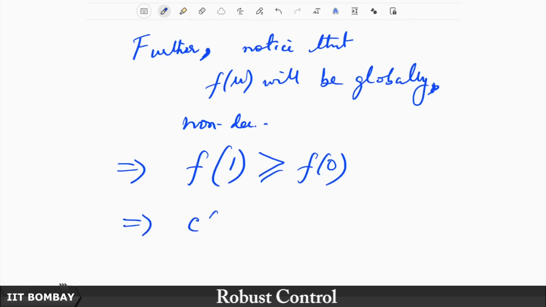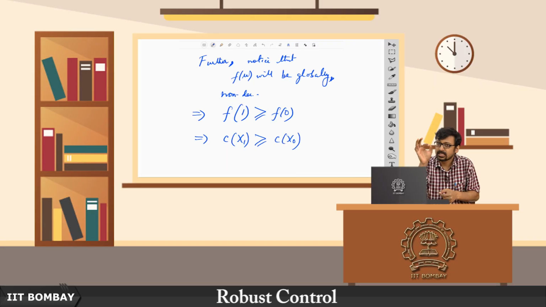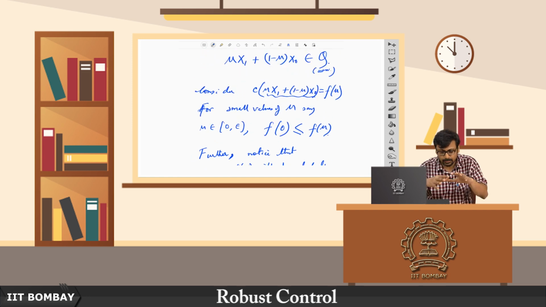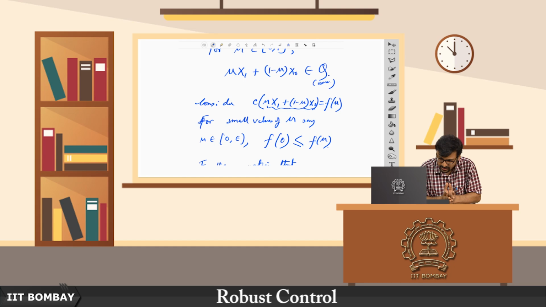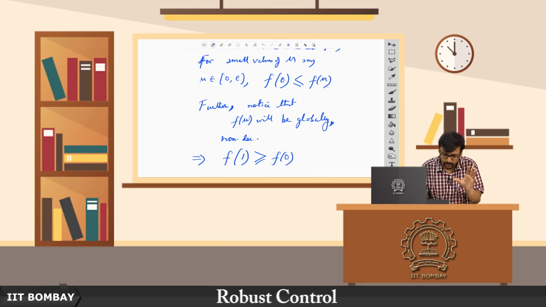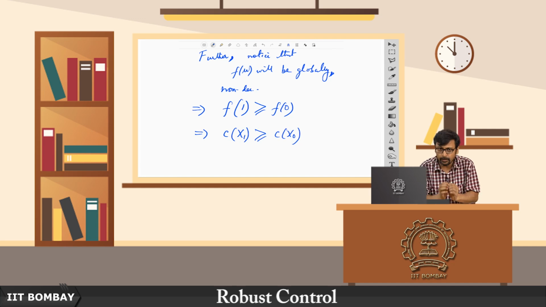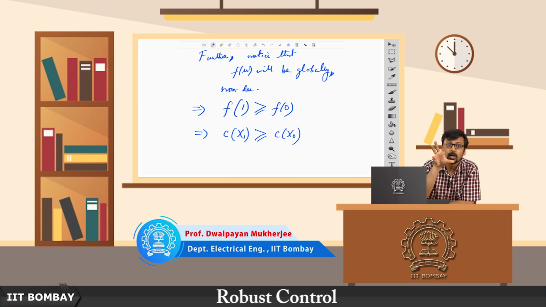f of 1 is nothing but C of x1, which is going to be greater than or equal to C of x0. In other words, what I have just proved is that x1 was arbitrary, x0 was a local minima, but once you find a local minima for a linear cost functional, given that the set over which you are searching is a convex set, that local minima can be thought of as a global minima, and that is why we love LMIs, because in terms of LMIs we have seen that we are always going to be searching over a convex set.